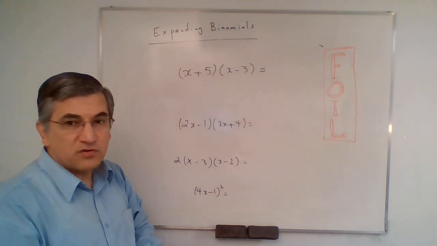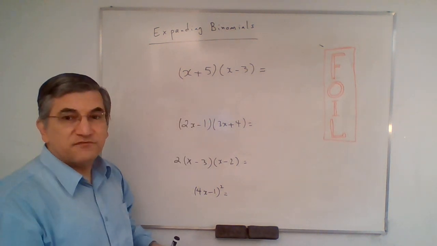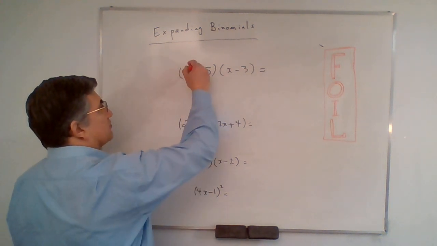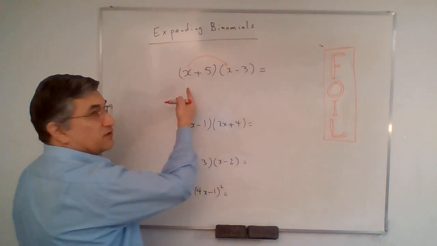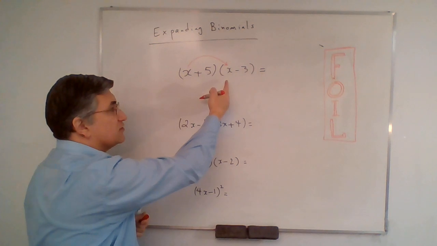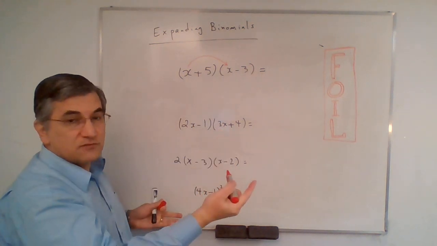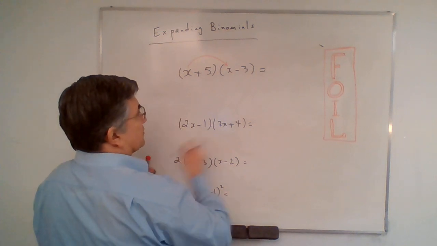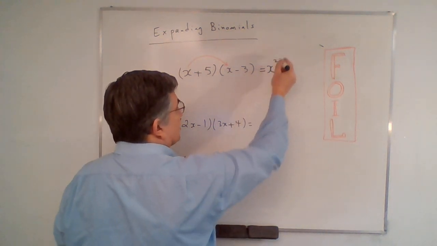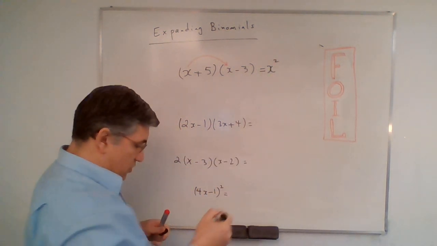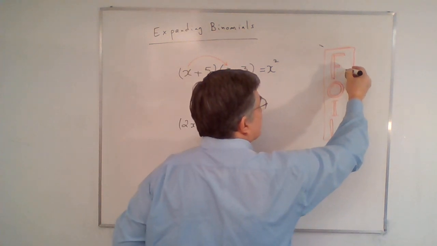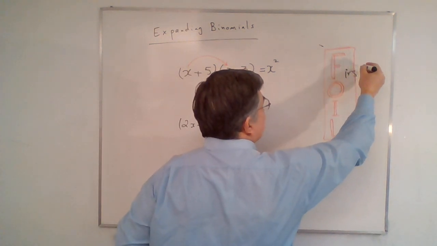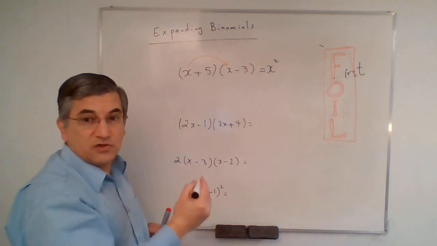This is how we multiply binomials. We multiply the first terms first. So I'm going to multiply the first term of the first binomial, which is x, by the first term of the next binomial, which is x. So what is x times x? Well, obviously, it is x squared. So I'm going to write it down, x squared. So the first thing we do, we multiply the first terms. So that F stands for first terms.